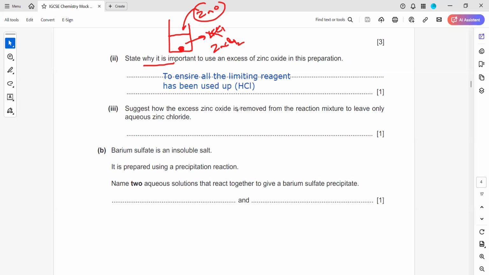Suggest how the excess of zinc oxide is removed. How can we remove this? So we can use filtration. That is wrong.